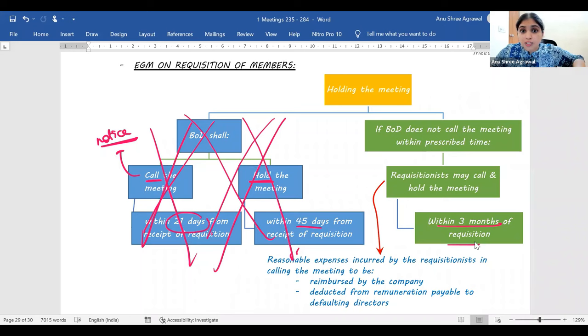To call and hold the meeting themselves, expenses they will be incurring. Those expenses they can claim from the company. Company will deduct from whom? Company will deduct from the director's remuneration.